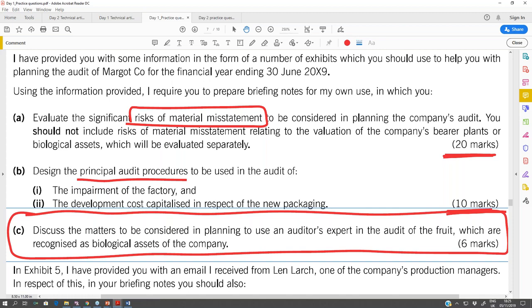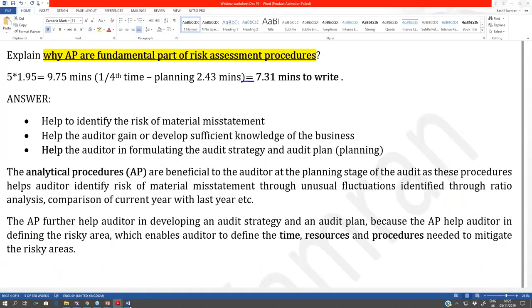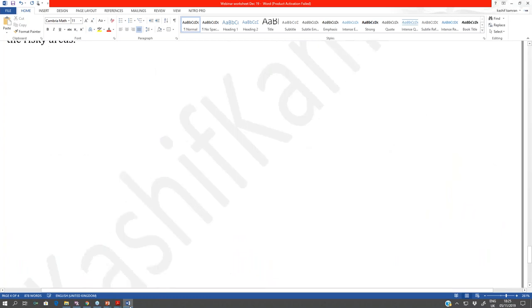We have 6 marks. So that means we need to discuss the matters in considering to use the work of an expert, right, for 6 marks. So let's take it down towards the Word file. And on the Word file, let's start with the analysis of this question. June 19, question number 1, part C.